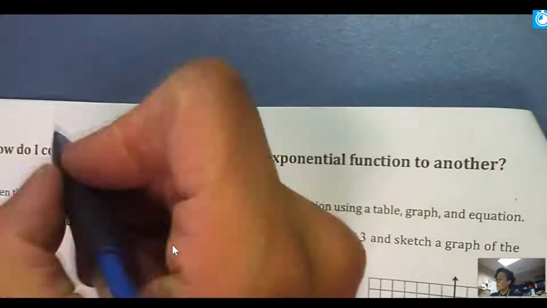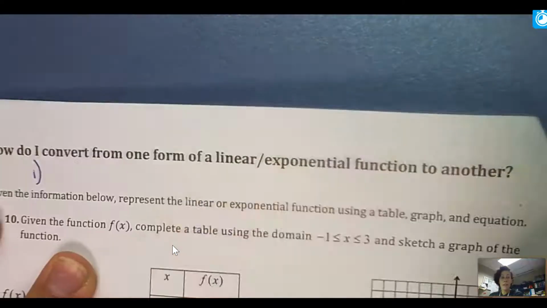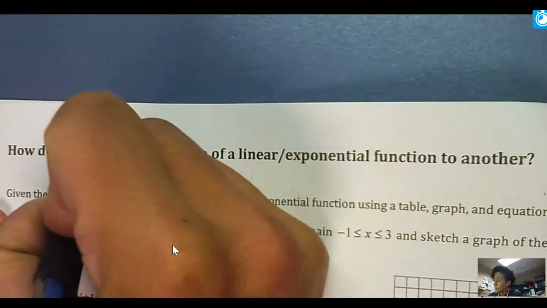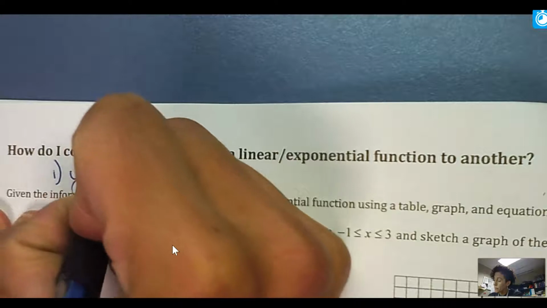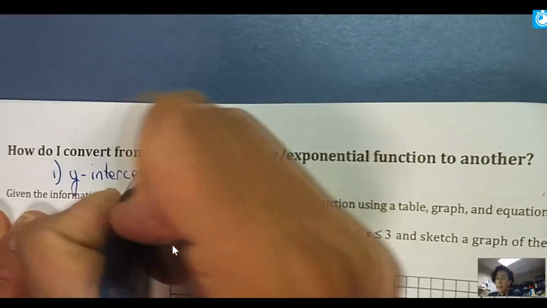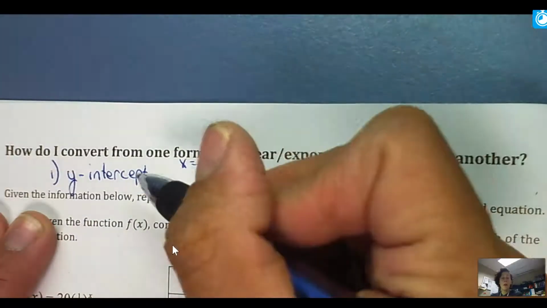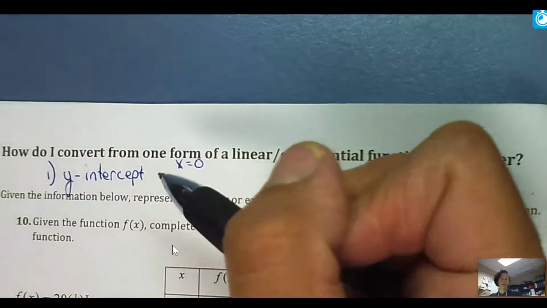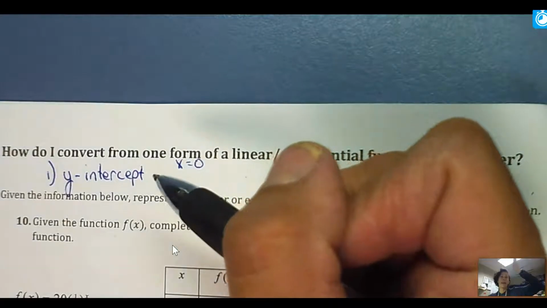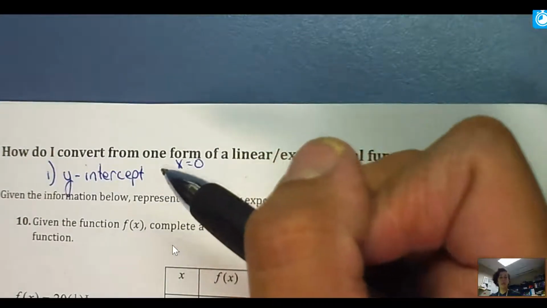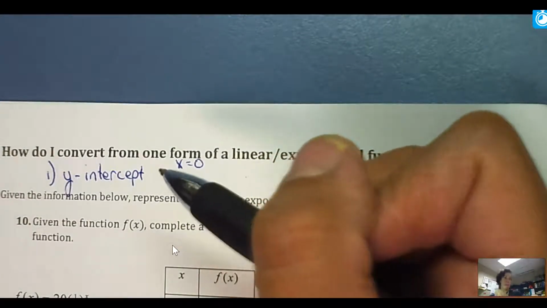So the first thing is your y-intercept. And again, a y-intercept is just when x equals 0. It's called the y-intercept because that's where your shape intercepts the y-axis. And it's the beginning amount, all these things that we said. It's also the number that's by itself.